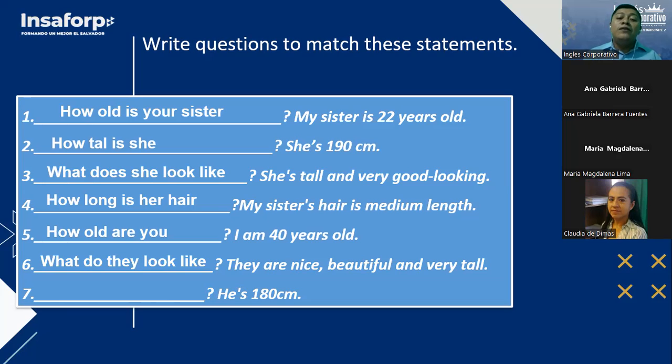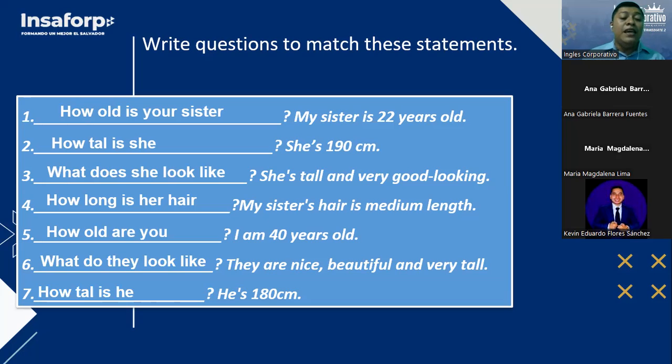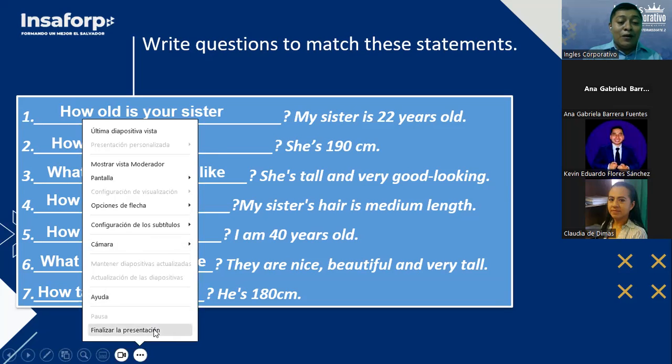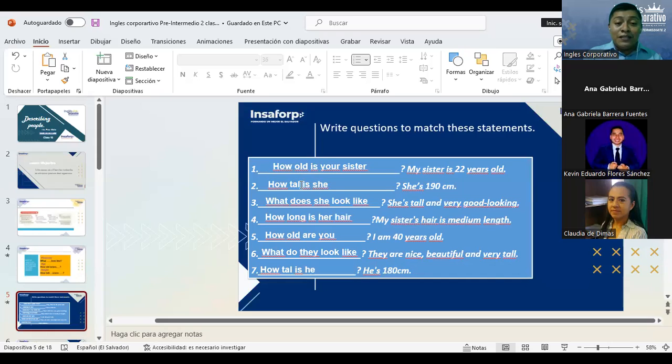He is 180 centimeters. How tall is he? Okay, yes, how tall is he? Okay, there are two mistakes in this question. Can you find them? So in the sentence 2 and 7. Okay, you're right. So let me fix them. We're going to end the presentation and fix it. So with double L, right? You say tall and also tall in this one.